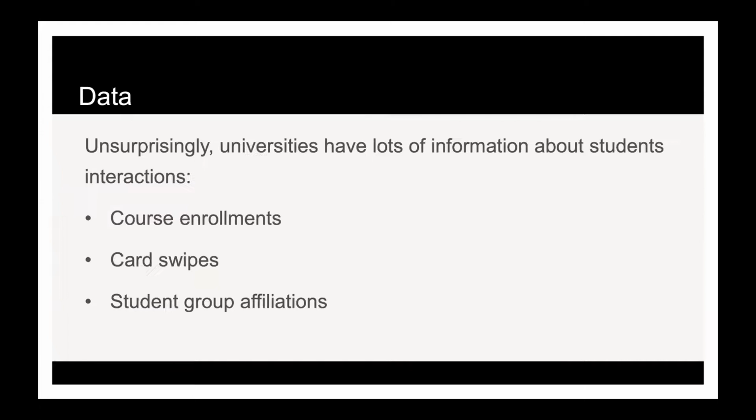But unsurprisingly, maybe, universities have lots of information about how students interact with one another. Just as a few examples, we know their course enrollments. At least if they're on campus, we know who their roommates are. We know every time they swipe their app card somewhere. We know what student groups they might be affiliated with, or at least some of them. So we have a lot of information on how students interact with one another, which makes building a contact network a pretty realistic option in this scenario.